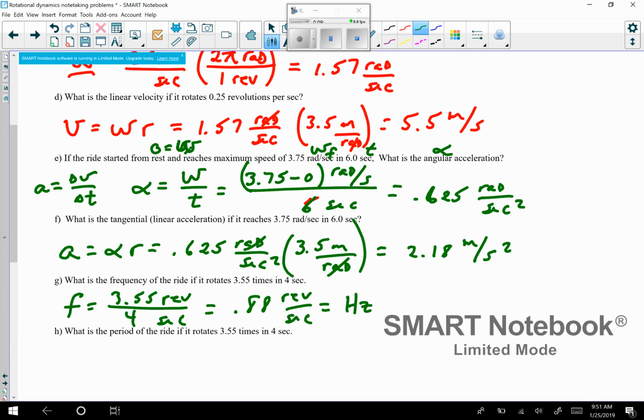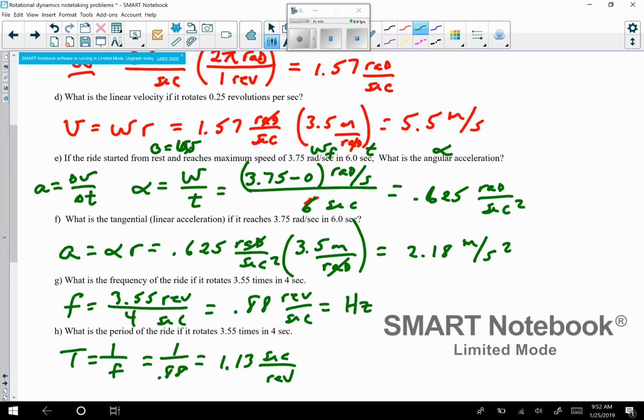Lastly but not leastly, we have what is the speed of the ride if it rotates 3.55 times in 4 seconds. So I'm sorry, not the speed, what's the period of the ride? Well, the period is the amount of time, just like when we looked at Kepler's laws, it was the amount of years it took to go around the sun. Well, instead of revolutions per second, what you can do here is take the inverse of the frequency. Watch what happens here. I'm simply going to flip that upside down. So instead of taking 0.88, I'm going to say 1 over 0.88. And that ends up giving you 1.13 seconds per revolution.